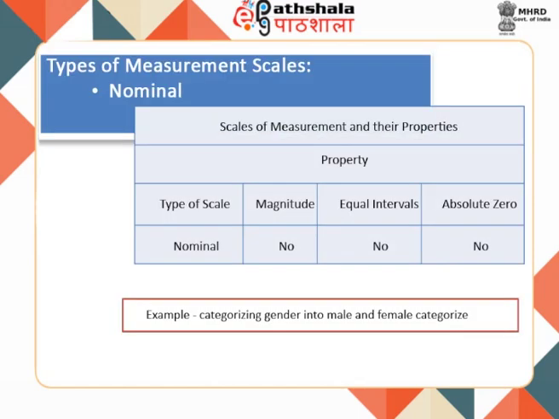The lowest measurement level you can use from a statistical point of view is a nominal scale. A nominal scale, as the name implies, is simply placing data into categories without any order or structure. Explaining the nominal scale in terms of its properties, it doesn't have magnitude. There are no equal intervals and no absolute zero point. Example: categorizing gender into male and female categories.